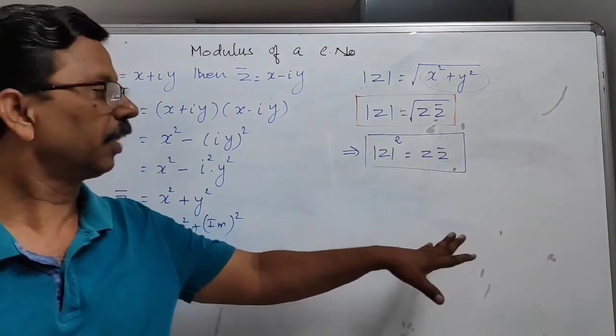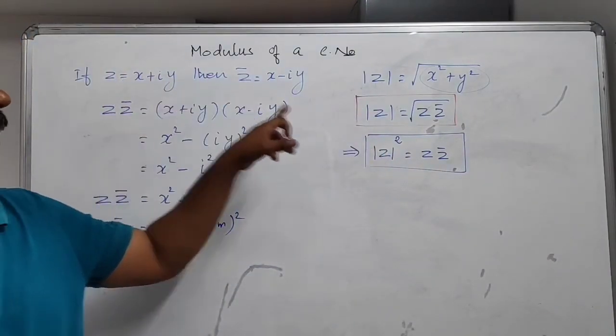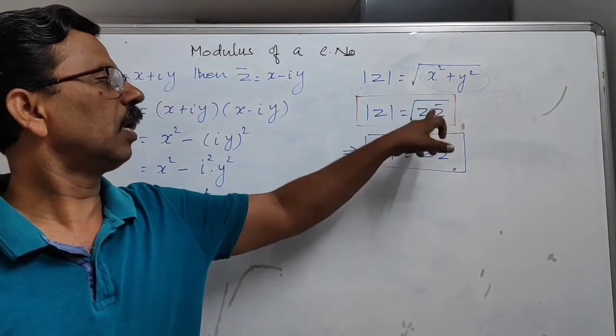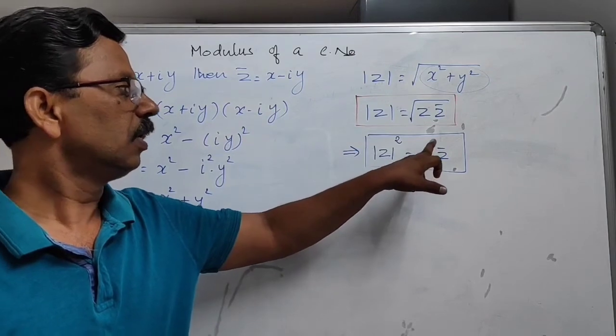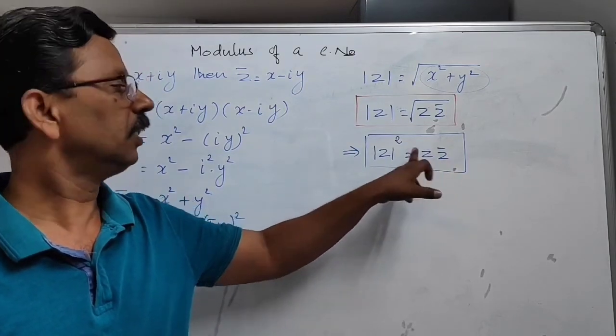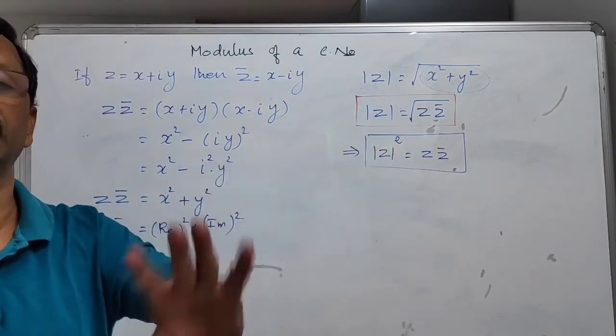Therefore here, if z is equal to x plus iy, then modulus z is equal to root of z into z bar, or you can say modulus z square is equal to z into z bar. This result you must remember always. Then we can easily do this exercise. Therefore these are very important things.